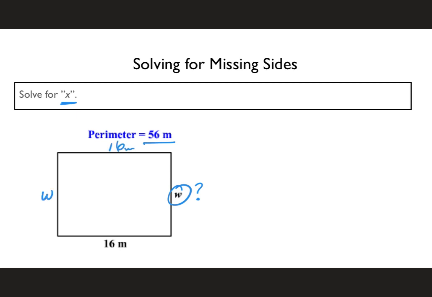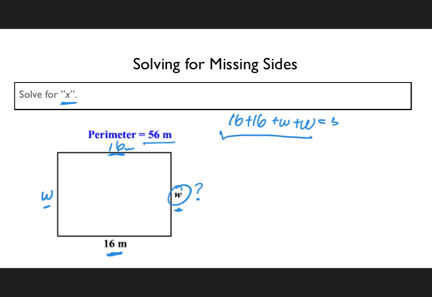So I labeled what I know, right? A rectangle is a parallelogram. That means opposite sides are parallel and congruent, okay? So if this right side is W, this left side must also be W. And if the bottom here is 16, the top also must be 16. So I have 16 plus 16 plus W plus W. That's my perimeter. I add all the side lengths together.